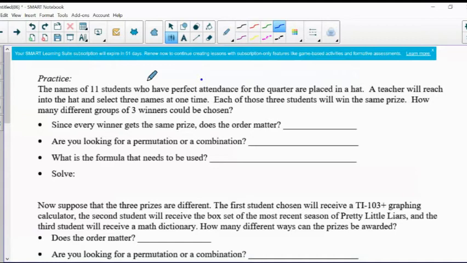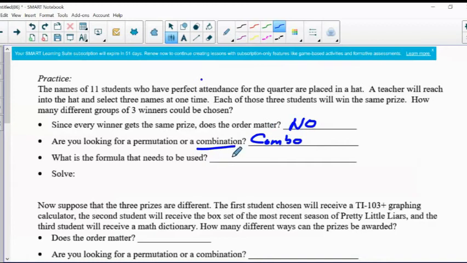Okay. Practice. The names of 11 students who have perfect attendance. That's not me this quarter. Are placed in a hat. A teacher will reach into the hat and select 3 names at a time. Each of those students will win the same prize. How many different groups of 3 winners can be chosen? Okay. So the question becomes, does order matter? Since every winner gets the same prize, does order matter?